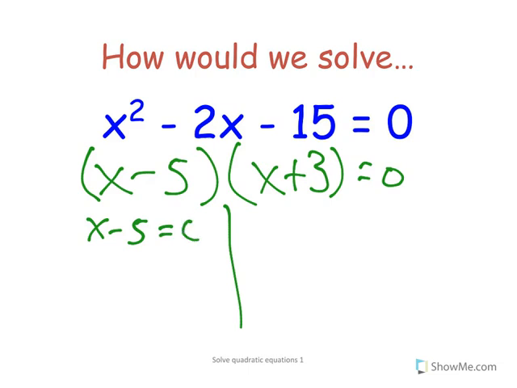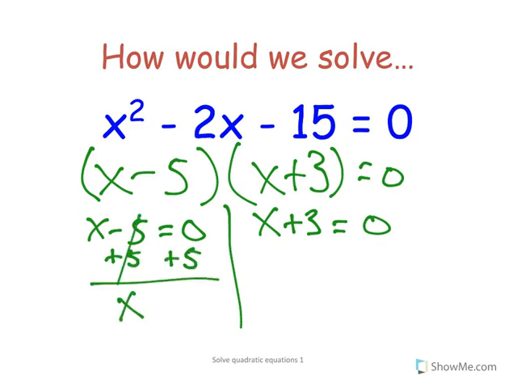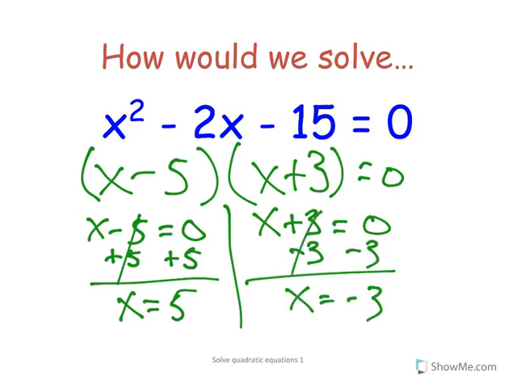So I can say either x minus 5 is 0 or x plus 3 is 0. So if I add 5 on both sides, I get x is 5. And if I add -3 on both sides, I get x is -3. So this is precisely why we spend so much time on factoring. And I'm going to ideally write this as a solution set. All right, so x is -3 or 5.